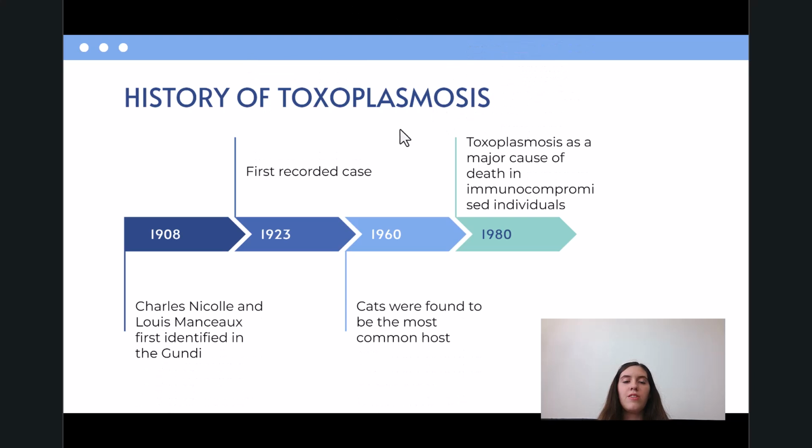So the history of toxoplasmosis: Charles Nicolle and Louis Manceaux first identified it in 1908. In 1923 was the first recorded case of a baby contracting the disease from the womb. In 1960, cats were found to be the most common host for toxoplasmosis. And in 1980, toxoplasmosis was determined to be a major cause of death in immunocompromised patients.